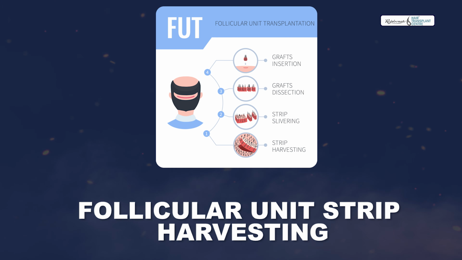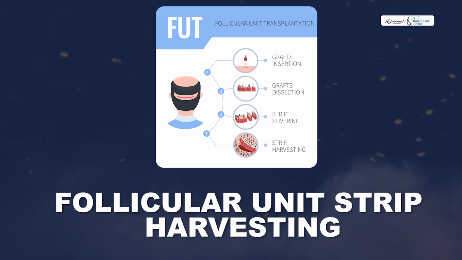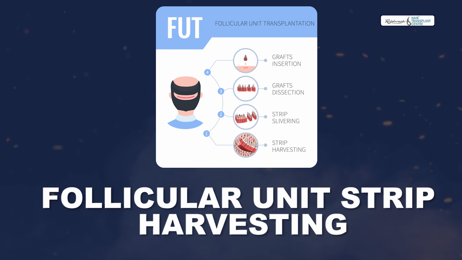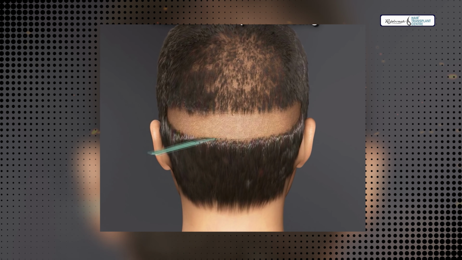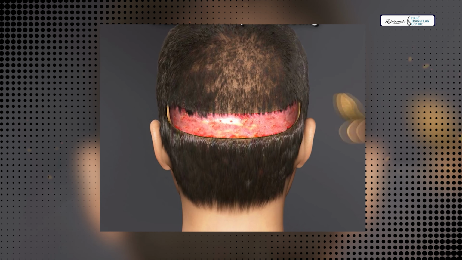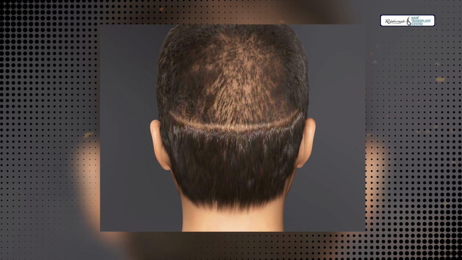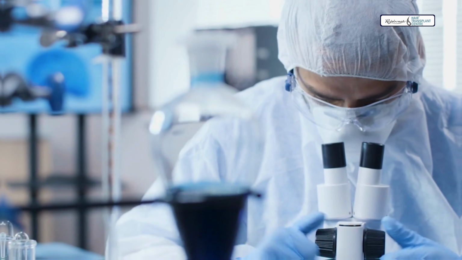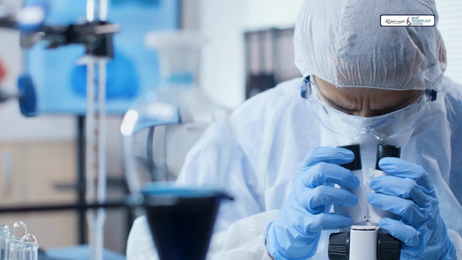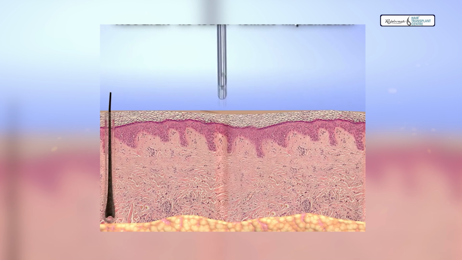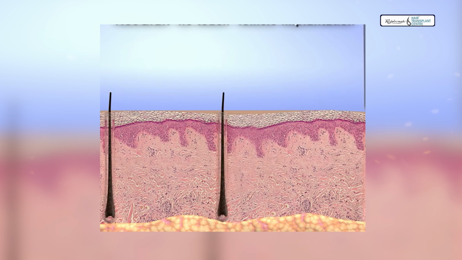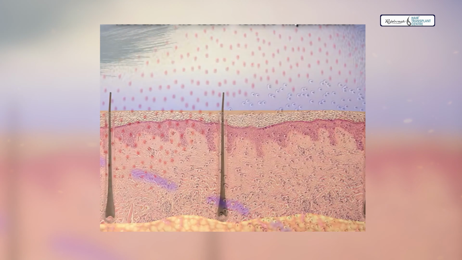One technique is called FUT or FUSS, follicular unit strip harvesting technique, in which a strip of skin having the donor hair follicles is taken out from the back side of the scalp, that is the safe donor area. Then from that strip the hair follicles are dissected under the microscope, and these individual hair follicles are implanted in the recipient area. This is called FUT.